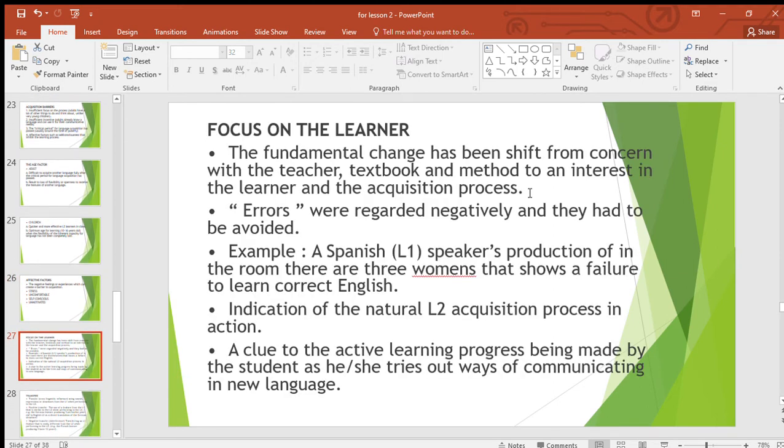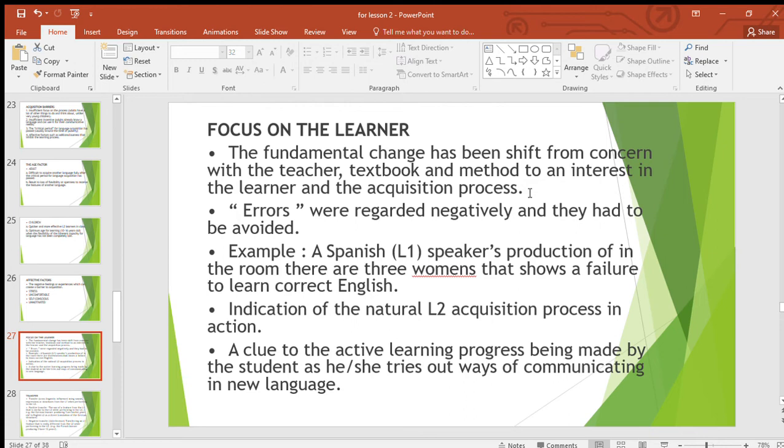Moving on. So focus on the learner. The fundamental change has been a shift from concern with the teacher, textbook, and method to an interest in the learner and the acquisition process. Errors were regarded negatively and they had to be avoided. Example, a Spanish L1 first language speaker's production of "In the room there are three women's" shows a failure to learn correct English. Indication of the natural L2 acquisition process in action.